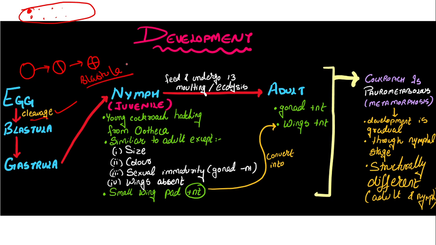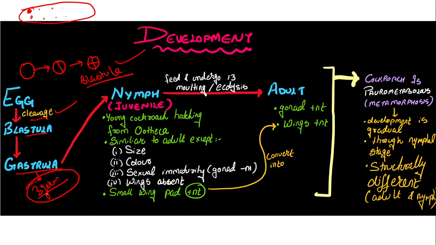Right now the egg undergoes cleavage to form blastula. 8 cells, okay, not 8 cells. Morula is your 8 cells. More than 8, you can say 100 cells or something like that. More than 16 cells, we call it as blastula. So egg gets converted into the blastula, then gets converted into the gastrula. That means the 3 germ layers' formation, that one.